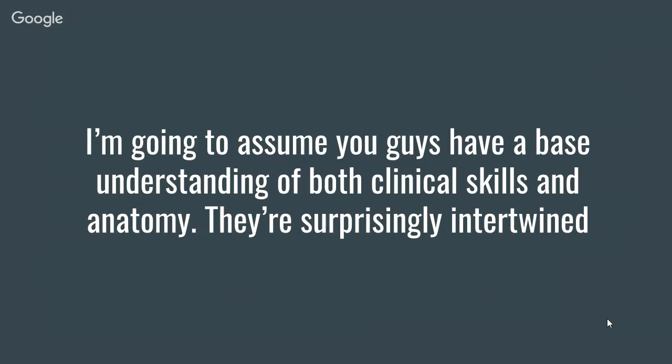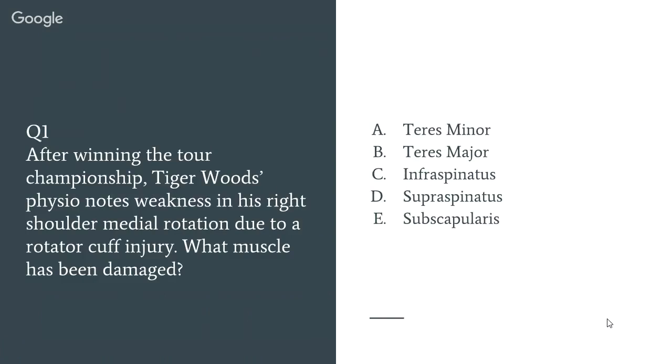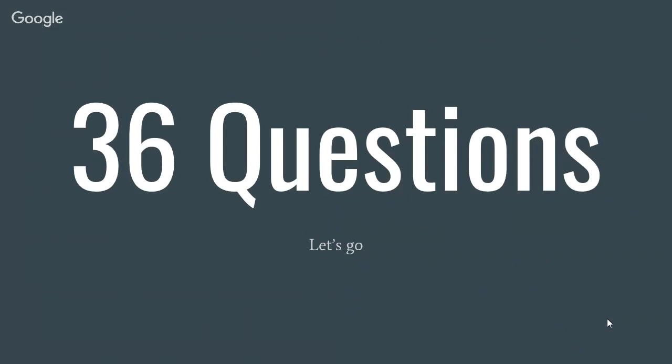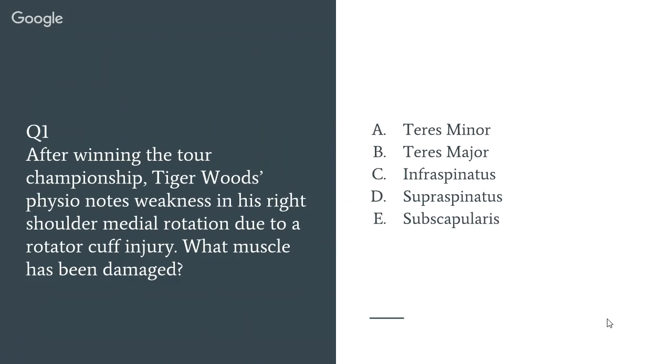All right, so pretty much I'm gonna be assuming that you guys have just a rudimentary knowledge of both clinical skills and anatomy, because what you'll realize in your exam is that they're very, very intertwined. And pretty much what's gonna happen today is we're gonna go over 36 basic questions. They're gonna start out quite simple and then get progressively harder. So I'm gonna give you about a minute each question to just think about it. The first few will take you less time. As we go on, it might take a bit longer. So let's get started. Question number one.